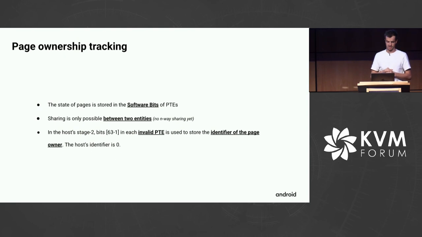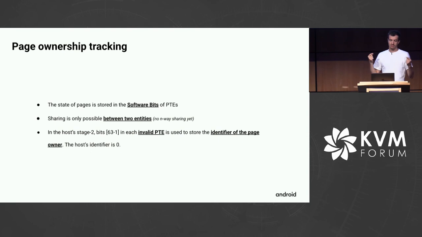N-way sharing has its own set of problems. So this, we've simply started simple. An interesting thing to say as well is the host stage two page table is identity mapped. So we never use translation. We only use access control restrictions for mapping memory into the host stage two. And that lets us do some interesting things.